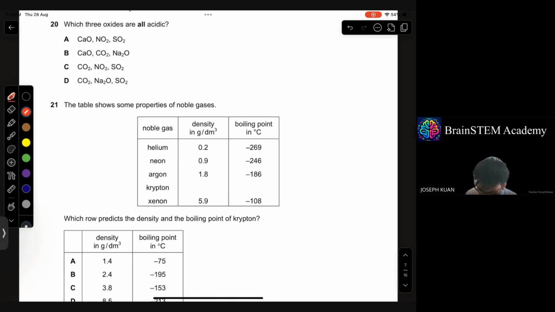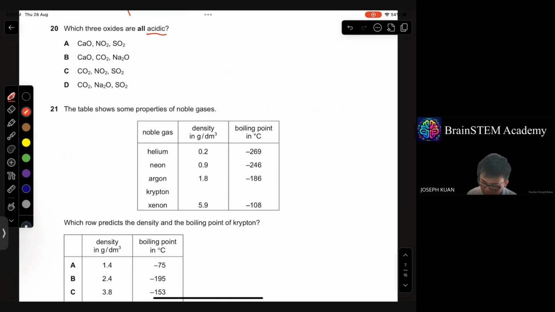20. Which 3 oxides are all acidic? Acidic oxides normally are non-metal oxides. So all we have to do is figure out which elements are non-metals. So the answer is C. Carbon, nitrogen, and sulfur are non-metals, so their oxides are acidic.